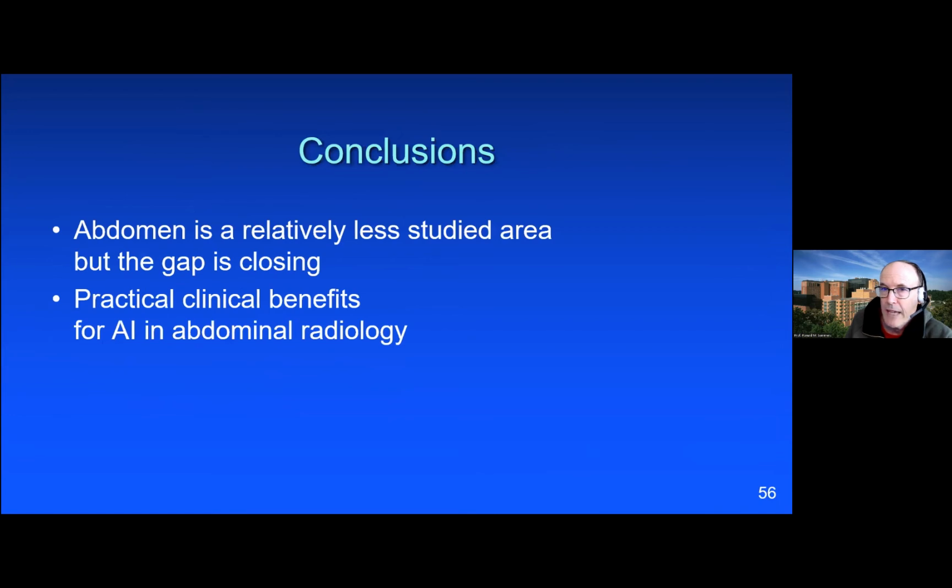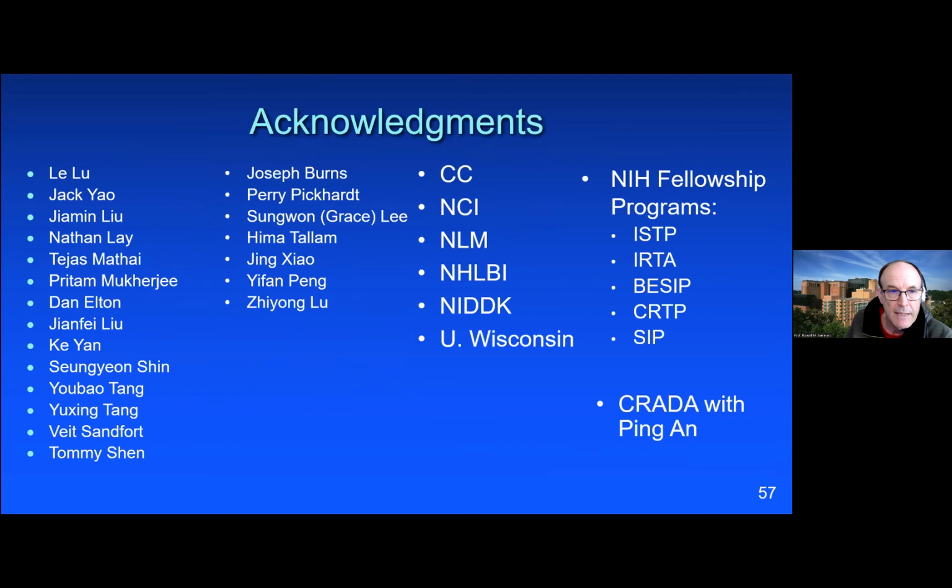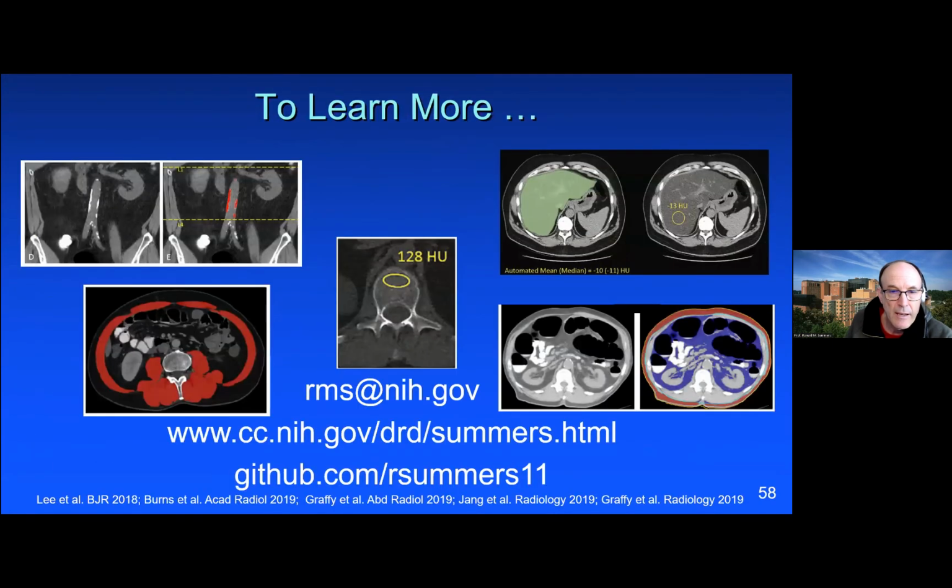So to conclude, the abdomen is a relatively less studied area, but the gap is closing. There are many potential practical clinical benefits for AI in abdominal radiology. I'd like to acknowledge my colleagues and funding sources. I thank you for your attention, and I'd be happy to answer any questions.